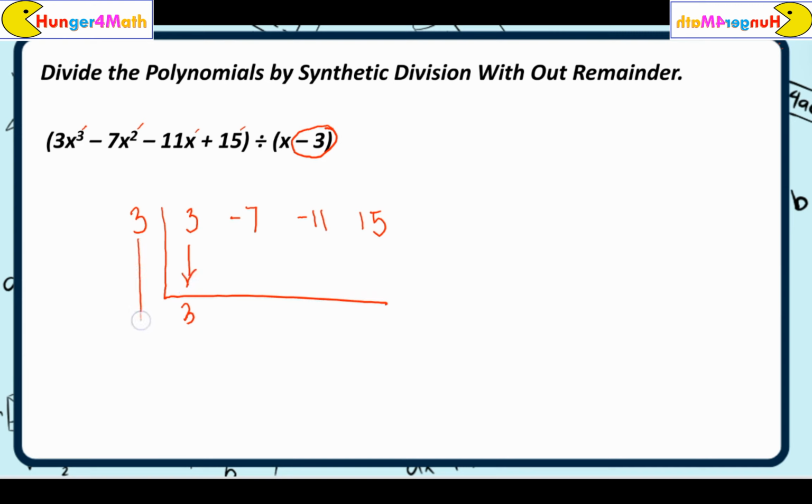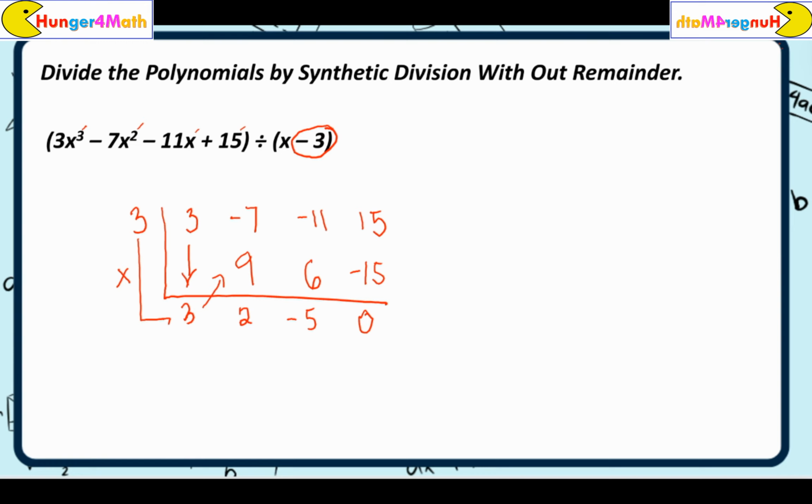And then we are going to multiply 3 times 3, that is 9, and we're going to write the answer right here. And then we're going to add negative 7 plus 9 is positive 2. Then we multiply again 3 times 2, that is 6. And then we add negative 11 plus 6 is negative 5. Then 3 times negative 5 is negative 15. So 15 minus 15 is 0, or 15 plus negative 15 is 0.